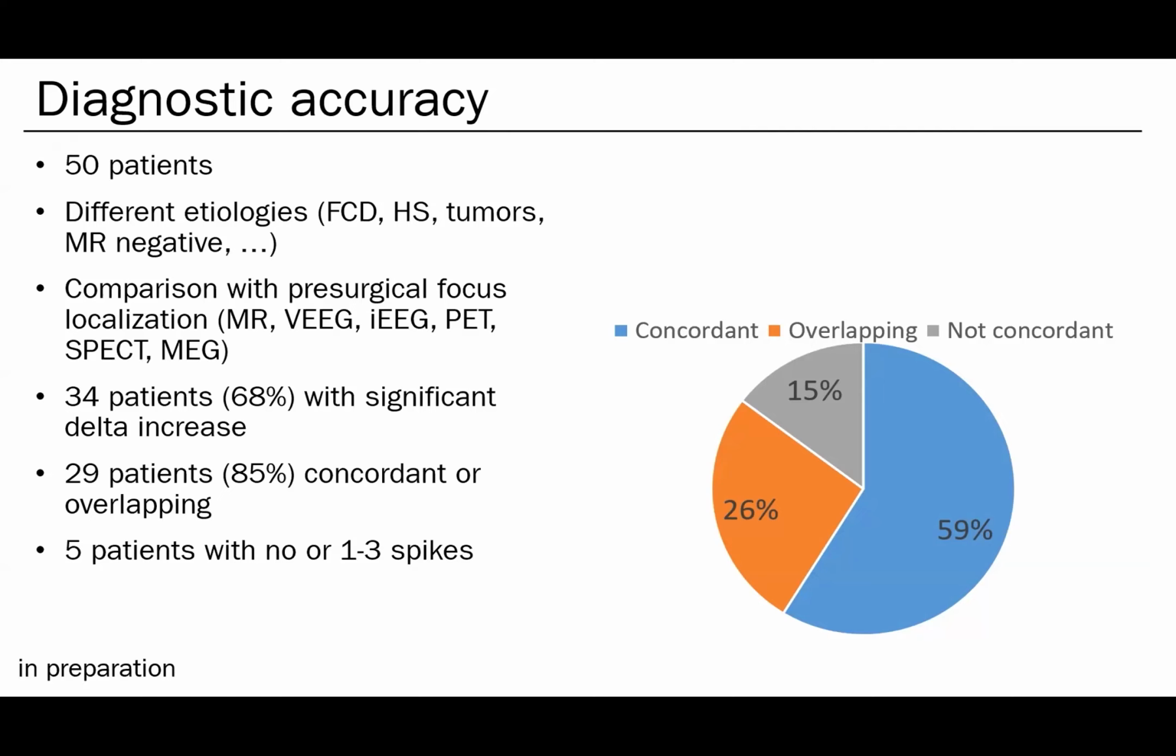On a regional scale, you see that there's quite some overlap. First of all, significant delta increase above what you would expect in healthy controls was observed in 34 patients, so roughly about 70%. In 29 of these 34 patients, the finding was concordant or overlapping with the consensus of pre-surgical evaluation. In 5 of these 29 patients, we had no or very few spikes, certainly too few spikes for robust source localization using conventional means.